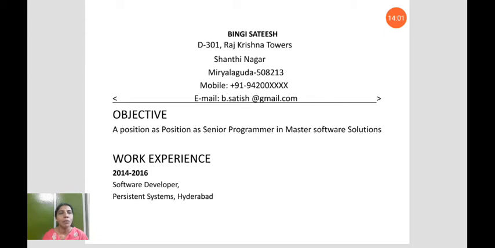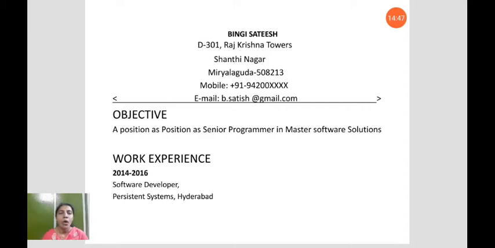And the next is objective. Here he is applying for the post of senior programmer, and the name of the company, Master Software Solutions, is also mentioned. See, I have written Objective in capitals, and the objective is written in only one line. I already told you it should be either 1 or 2 lines, not more than that: a position as senior programmer in Master Software Solutions.